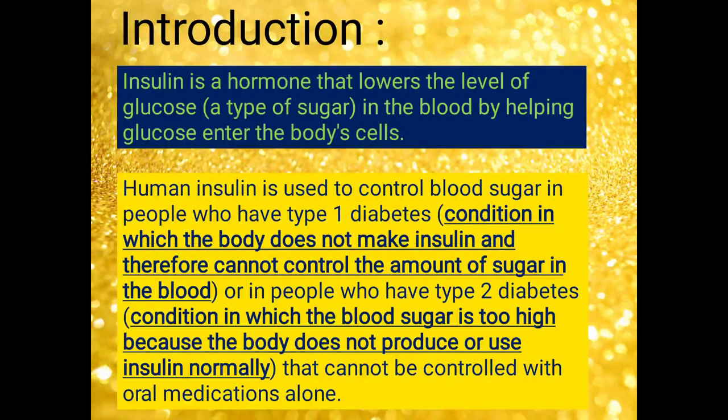So now let's see what is insulin. Insulin is a hormone that lowers the level of glucose in blood by helping glucose enter the body cells. Human insulin is used to control blood sugar in people who have type 1 diabetes or in people who have type 2 diabetes that cannot be controlled with oral medications alone.